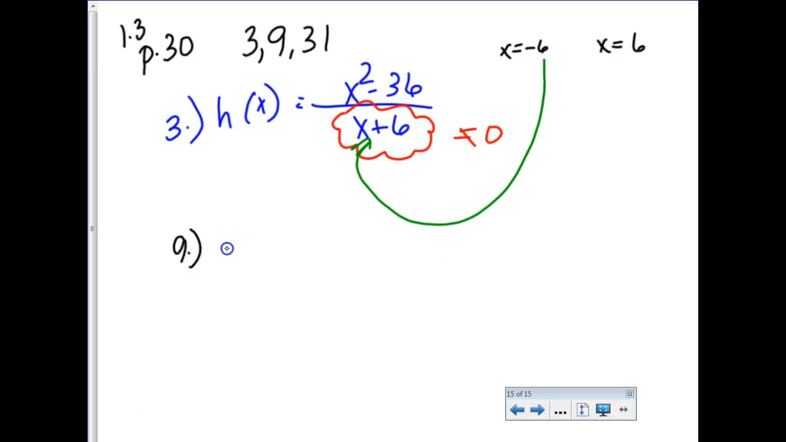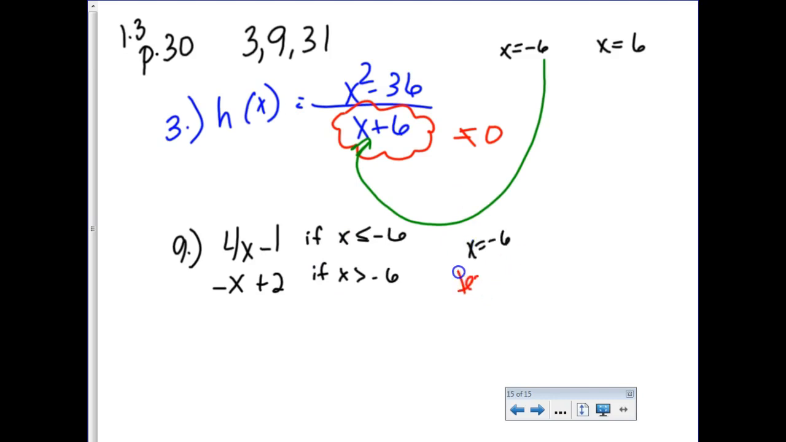Number 9 is very similar, except this time it's a piecewise function. I want to warn you about the piecewise function because we just got done doing those, right? Even though your function is not defined on both sides, you still have to test both pieces. So this is if x is less than or equal to negative 6, and this one must be x is greater than negative 6. They want to know if it's continuous at x equals negative 6, so you have to test both.